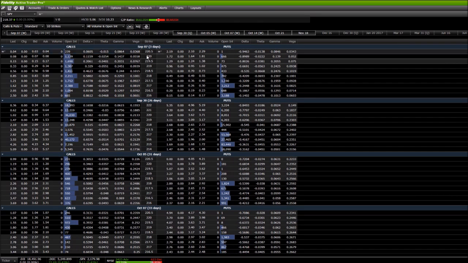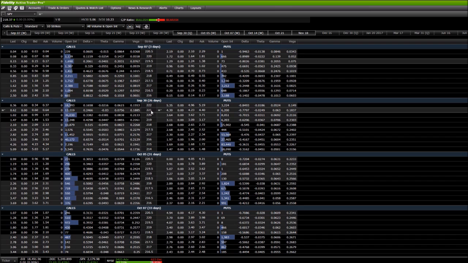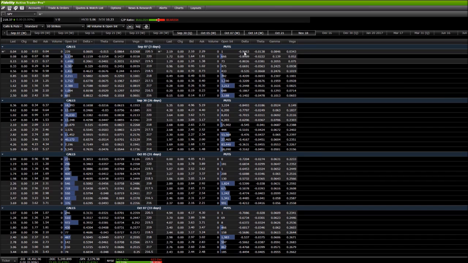I can choose which expiration dates I'm looking at. I can choose which Greeks I want to look at, simplify things down, or expand them out and get more information. So now we're going to move on to my personal style of trading and some specific examples.